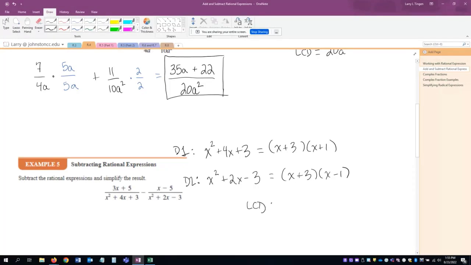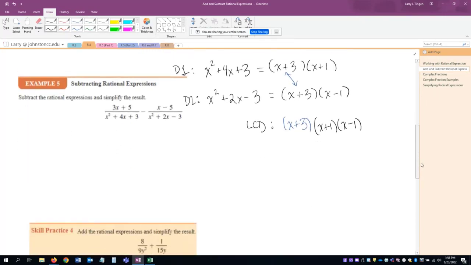And what did I do last time to get the LCD? If there were any factors that were shared, I multiplied by them once. Any shared factors here? Yeah. X plus 3 appears in both. So I'm only going to write that once. I said minus, but I meant plus. I'm sorry. X plus 3 appears in both of my prime factorizations. Now everything else only appears once, so I've got x plus 3 times x plus 1 times x minus 1. That's my LCD.